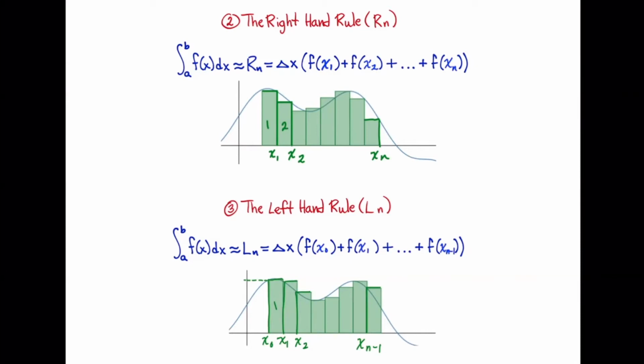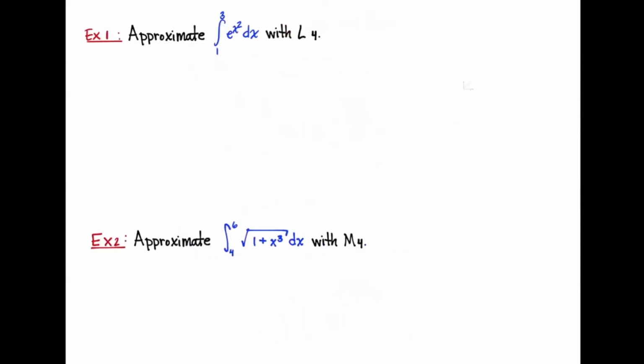And while this may seem very conceptual, in practice, it's rather straightforward. So let's do an example. Let's say we want to approximate the integral from 1 to 3 of e to the x squared dx with L sub 4. So the L sub 4, that tells us the rule. We want to use the left-hand rule.